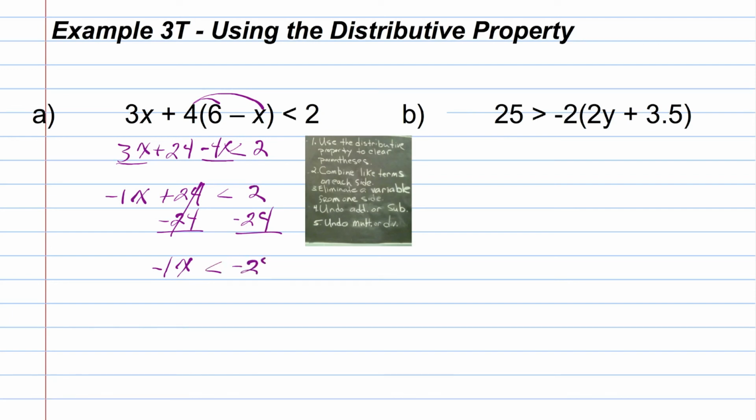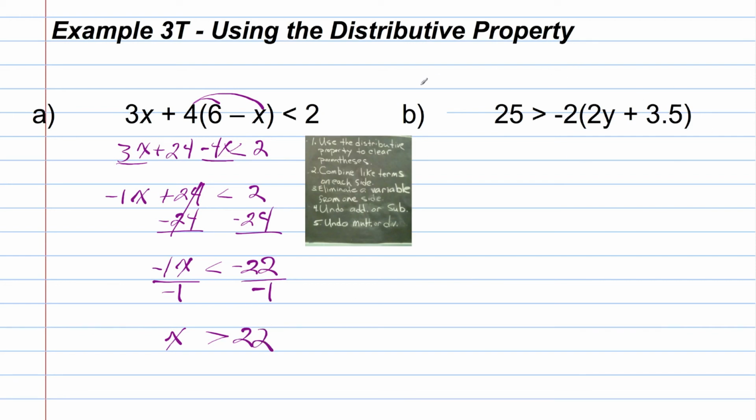is negative 22. Finally, we have to divide or multiply each side by a negative 1. Because we don't want negative 1x, we just want 1x, so that gives us x. Remember here, because I divided each side by a negative, I have to turn the inequality around. A negative 22 divided by negative 1 is a positive 22.